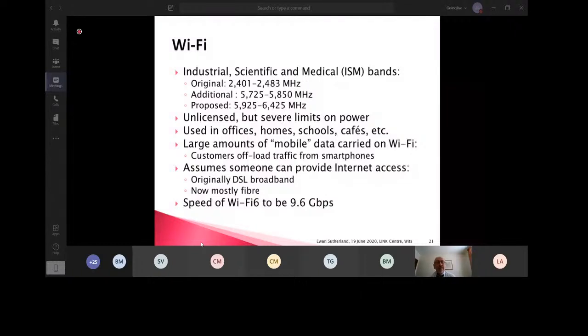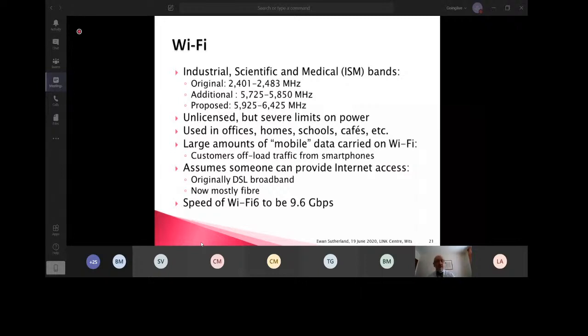It has over 25 years now become commonplace in offices, homes, schools, cafes, etc. Interestingly, fairly large amounts of mobile data are carried on Wi-Fi. Customers go into their office or come home and offload the traffic from their smartphone. So the smartphone, as you saw earlier, handles many, many frequencies. They do that there. But that assumes that somebody's providing internet access.